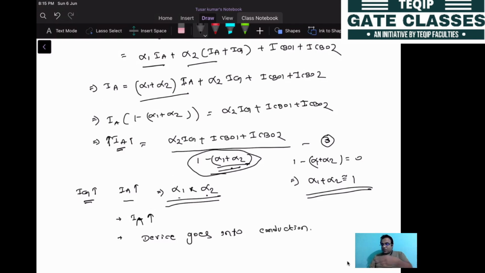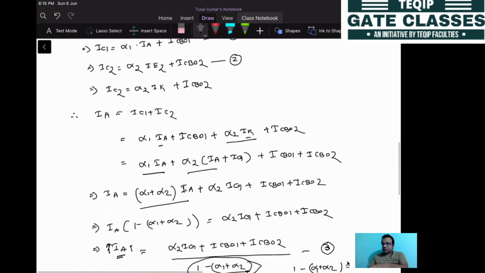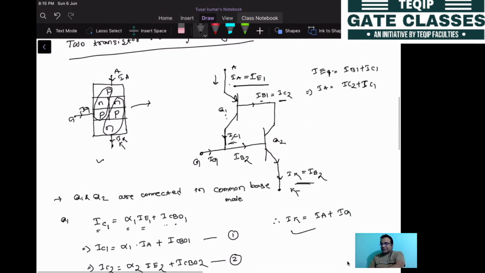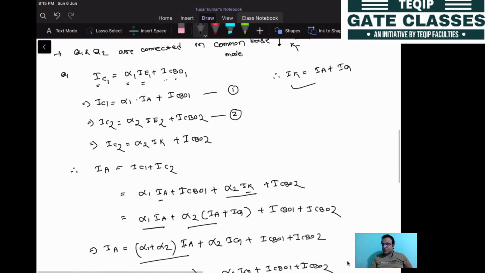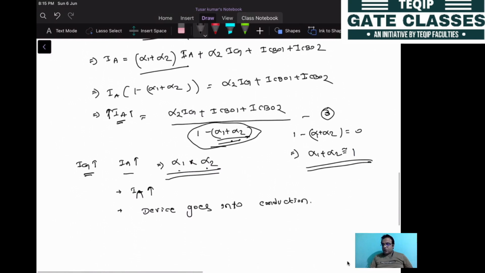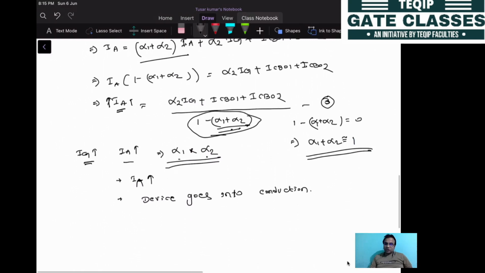So now we have analyzed the thyristor, which is split into two transistors, and from the transistor equations you came to know how the device will be switched on when you apply a gate current. So the current is increasing, the anode current is increasing, the device goes into conduction. That is possible due to the application of gate current. Clear? So this is nothing but the two transistor model.